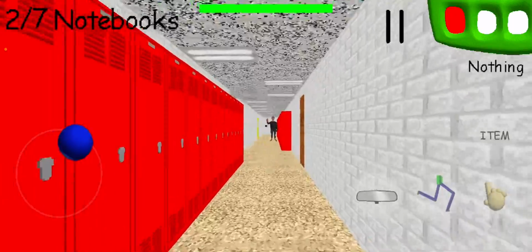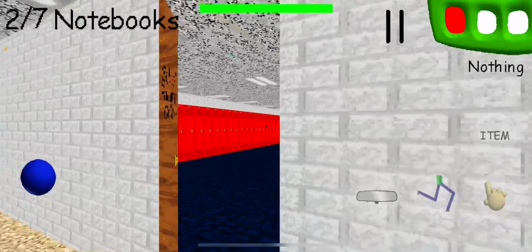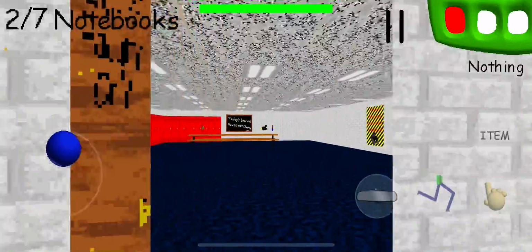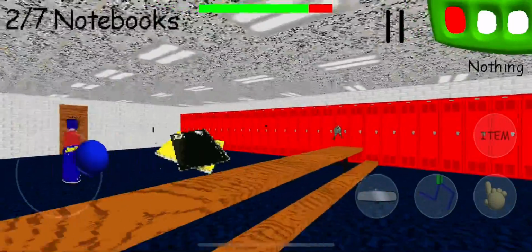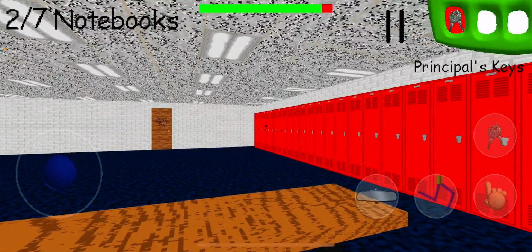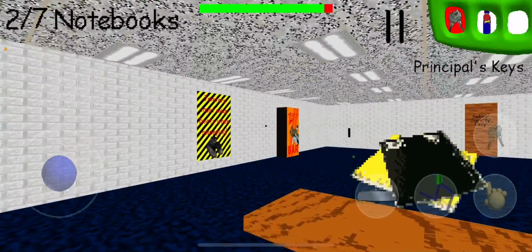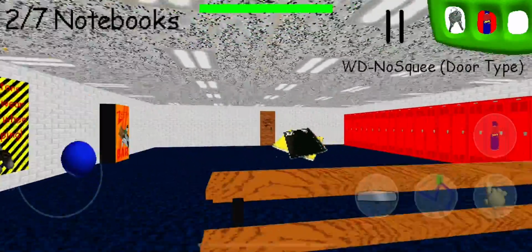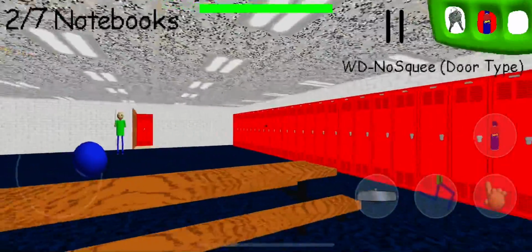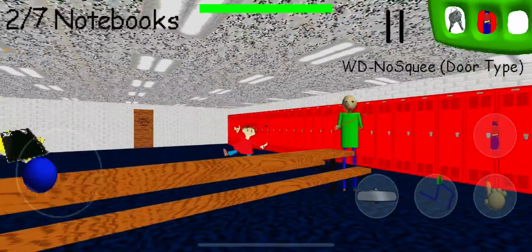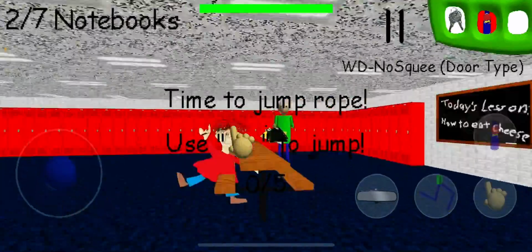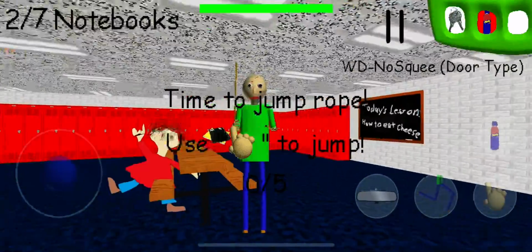Hopefully... Oh, yeah, he's... I'm not running! I'm glad I wasn't running there. No, there's no... Soda! Soda! Wait, can I... Wait. Car keys. Principal's keys. And what's this? No sprint, door swipe. I mean, door type. What does that mean? Oh no! Oh no! I took too long! No! You messed up! I really suck at this.